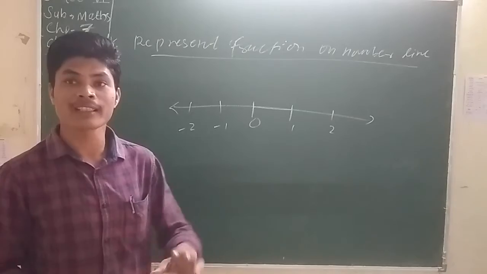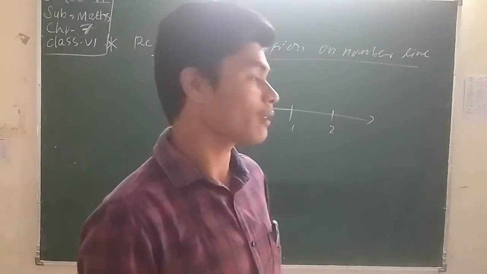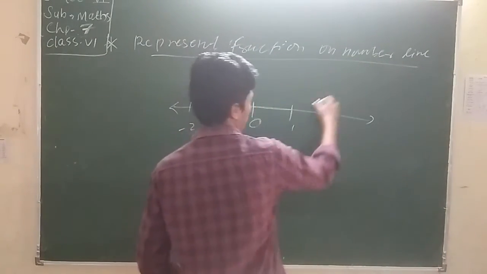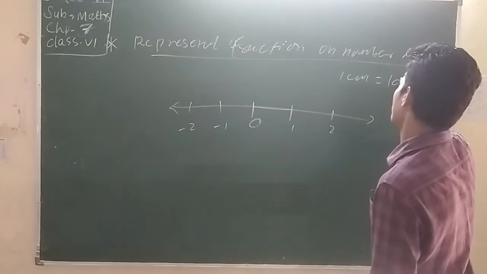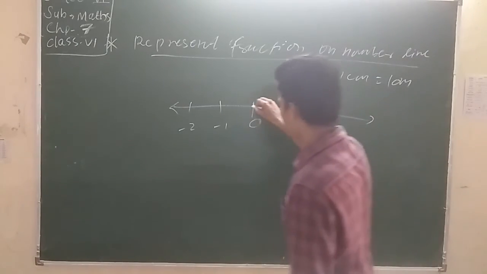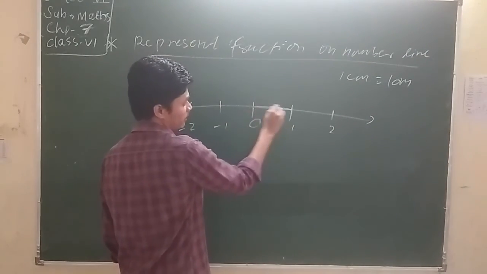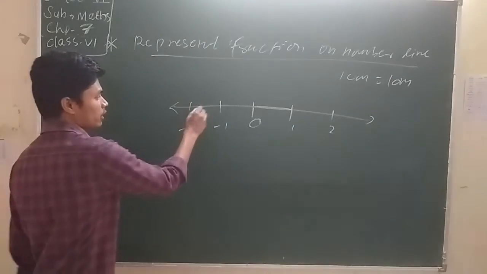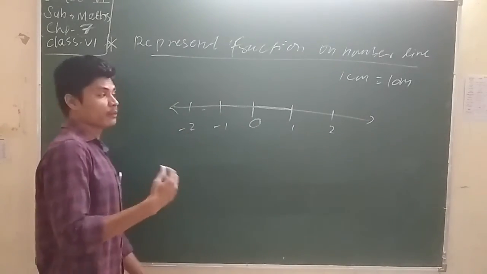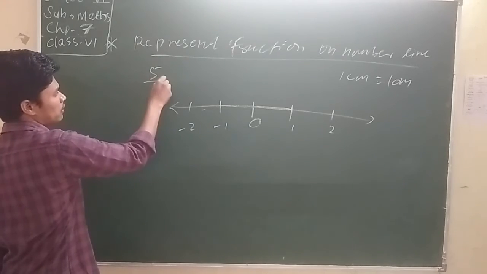We see the scales, centimeters. 1 centimeter equals what? 1 cm equals 10 mm. That means there are 10 parts. Then we can cut it into 10 parts. So here also 10 parts, each one is a part. Then we represent 5 by 6.